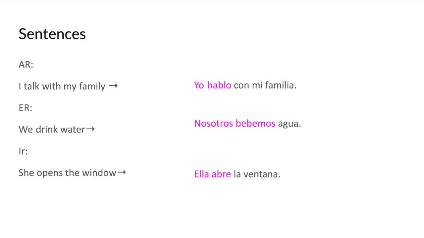So here are some sentences that you can practice with. So for AR, if you want to say, I talk with my family, you'd use the verb hablar, and you can write yo hablo con mi familia. For ER, if you want to write we drink water, you would write nosotros bebemos agua. For the IR verb, you would use abrir. She opens the window. Ella abre la ventana. So your subject and verb have to agree still when you write your sentences. So that's why learning those conjugation rules is helpful before you can start writing sentences.